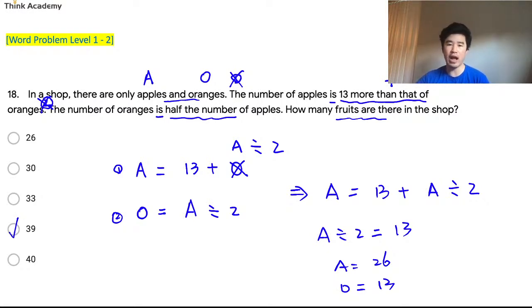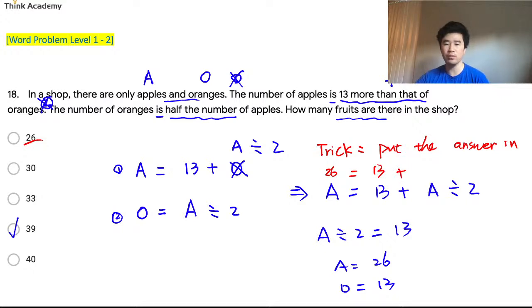So for this equation, guys, if you have a difficult time calculating it, here's one trick for you. If you have not learned how to solve this equation, substitute the number in the equation and see which one is correct. Put the answer in. For example, here, let's try 26. If we have 26 equal to 13 plus 26 divided by 2, that's one way to do it. And also you are going to get the total number. You are going to put the number and substitute it in, and find the correct answer.